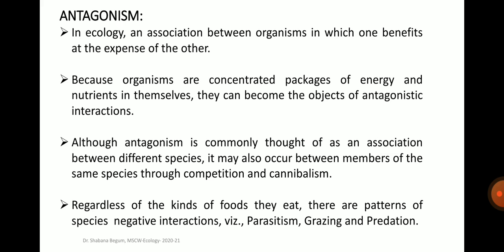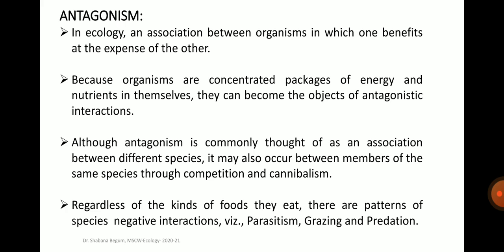Now, what is antagonism? Let's learn about it. In ecology, it is an association between organisms in which one benefits at the expense of the other. Because organisms are concentrated packages of energy and nutrients in themselves, they can become the objects of antagonistic interactions. Although antagonism is commonly thought of as an association between different species, it may also occur between members of the same species through competition and cannibalism.